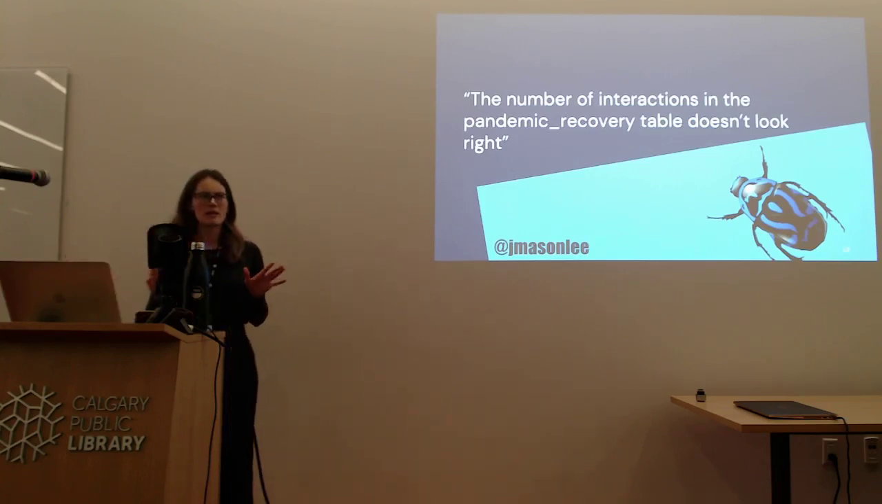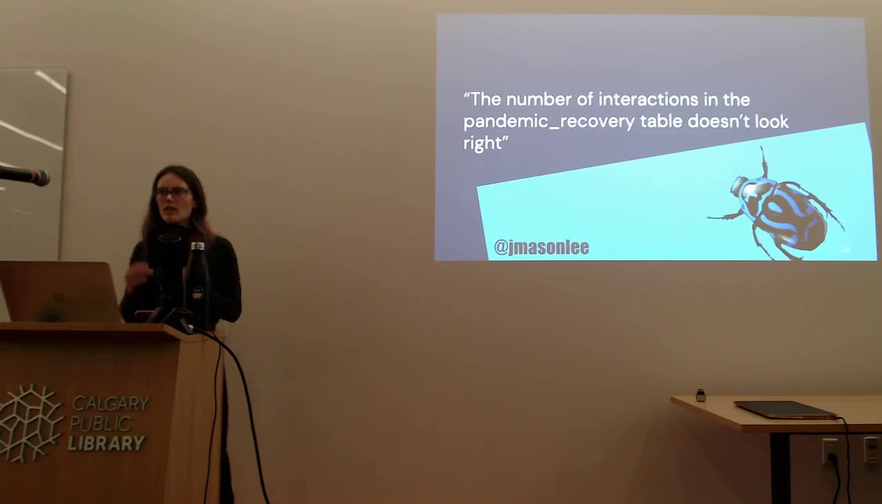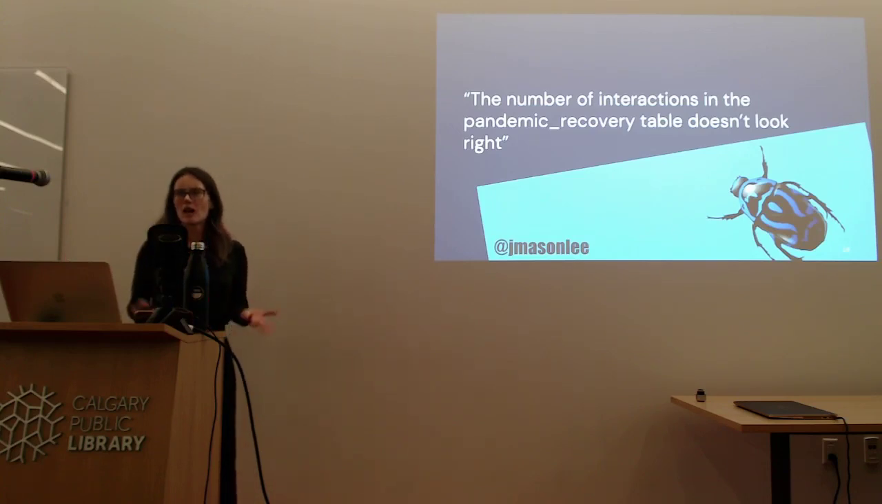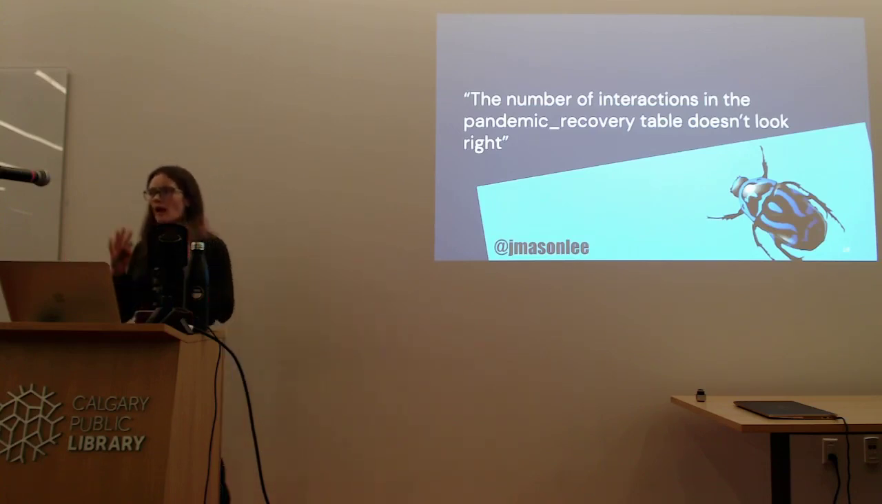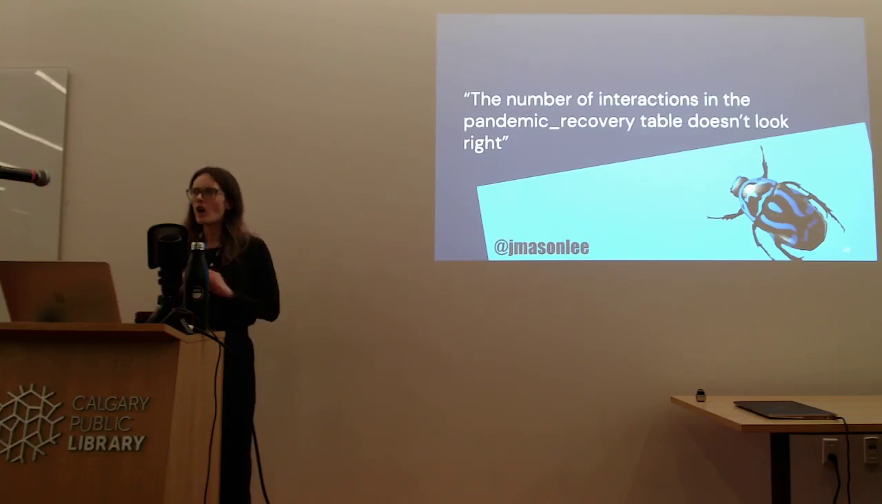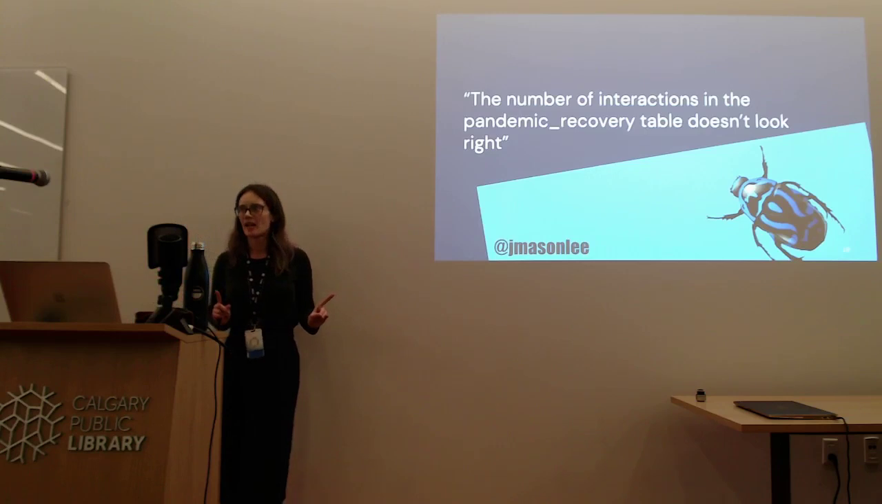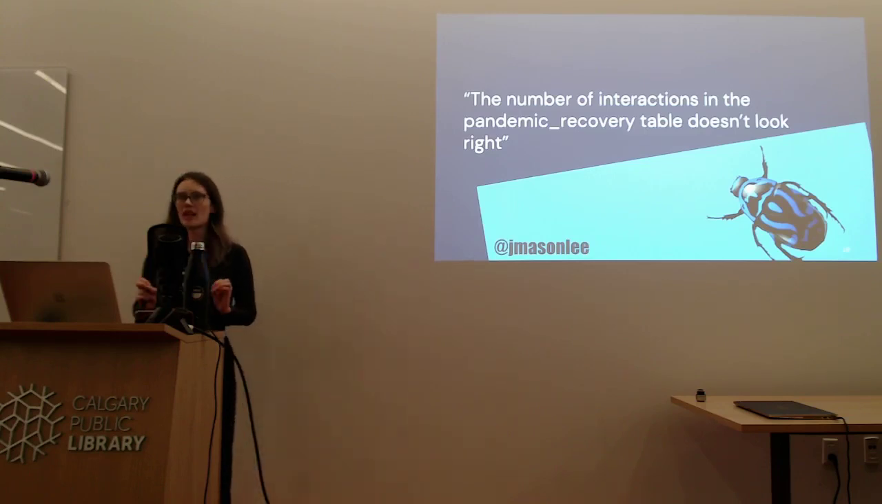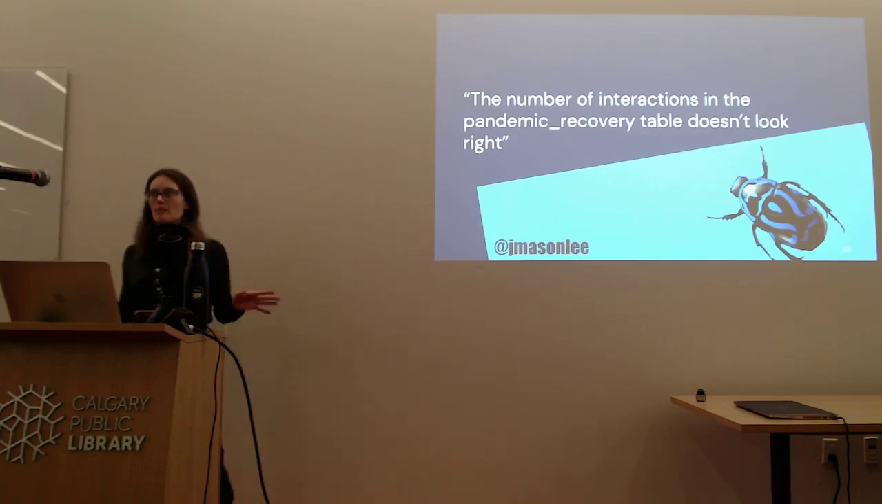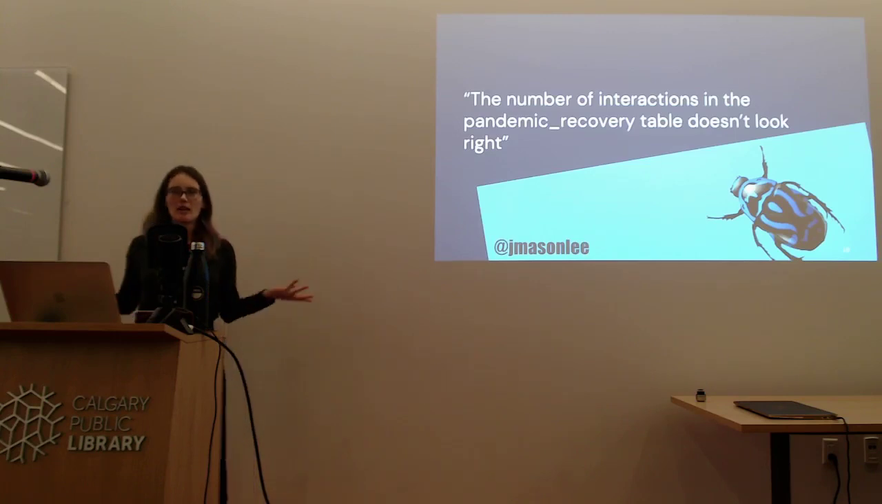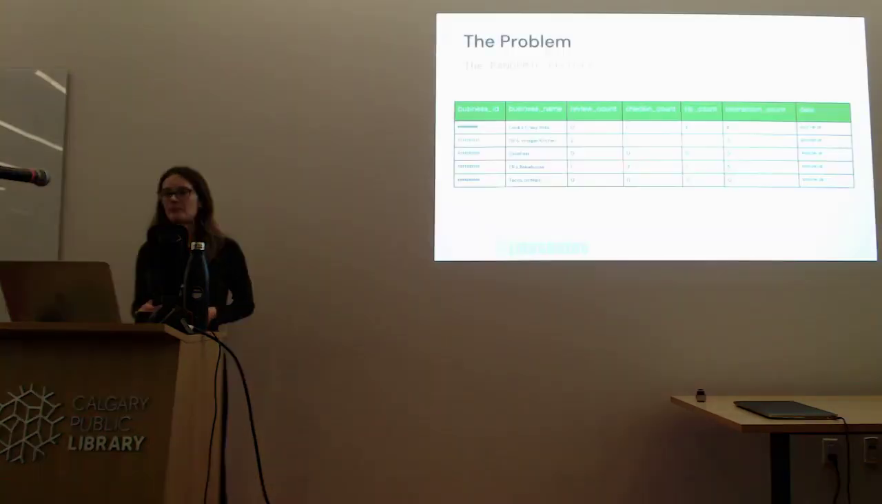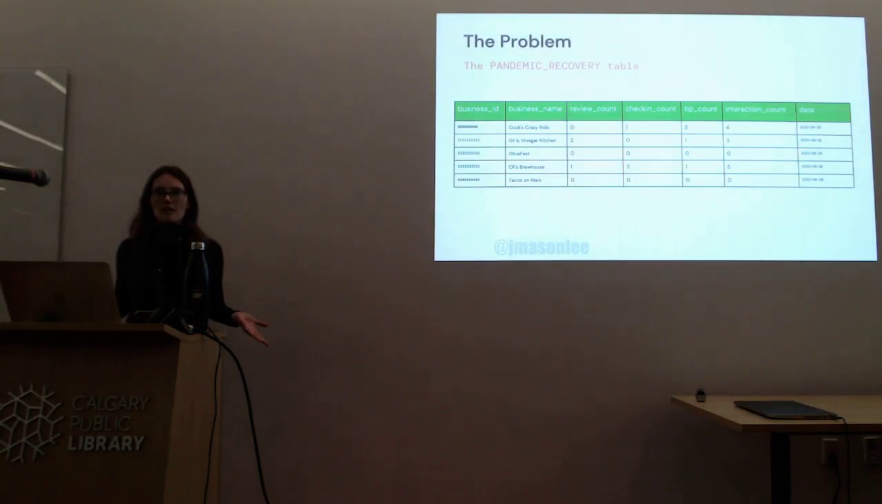This was weird because the pandemic recovery table was being generated by a pipeline that was fully unit tested. We had 100% coverage, and all of our unit tests were passing. But Jenna is the type of data scientist that has a sixth sense for her data. So if she said there was something wrong, I thought, I better go and check it out. And I did. This is our pandemic recovery table.